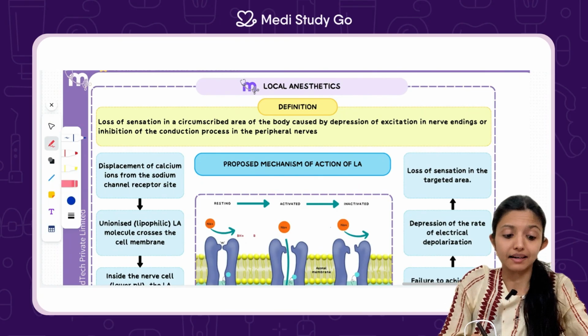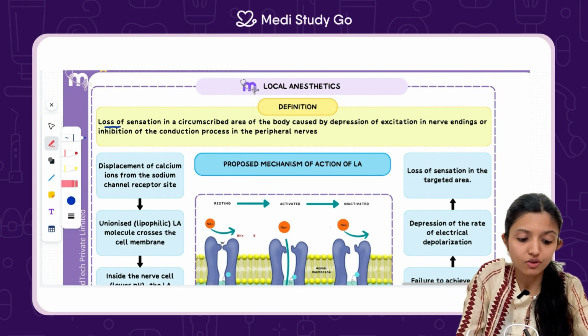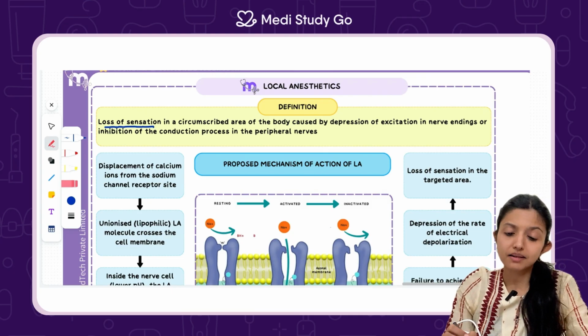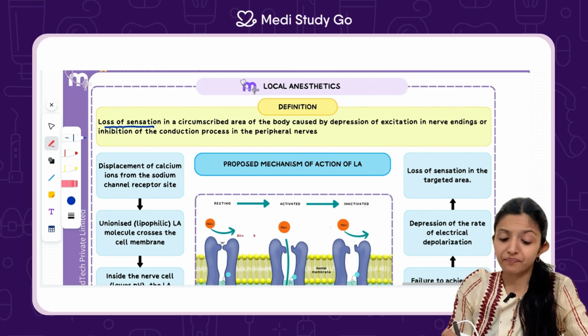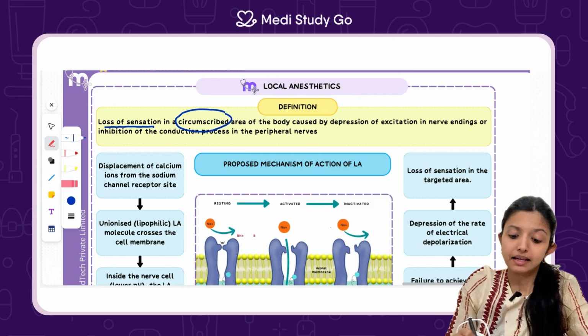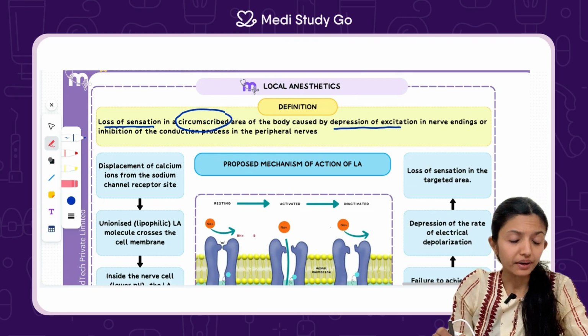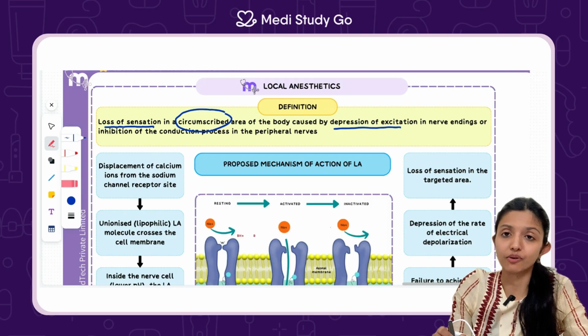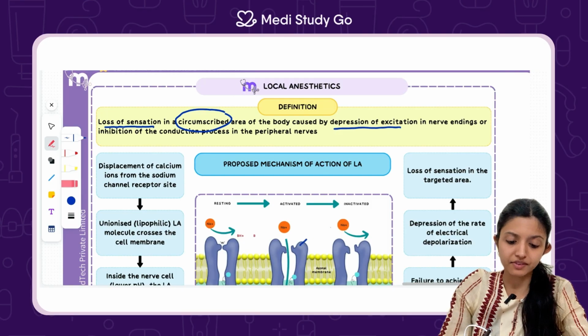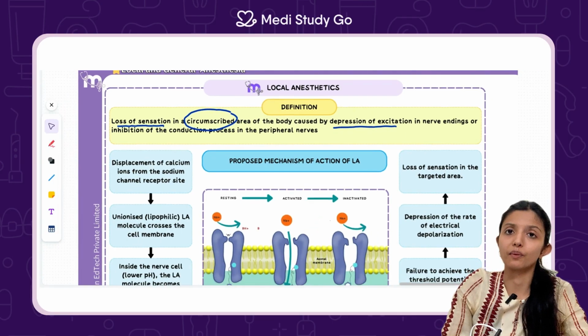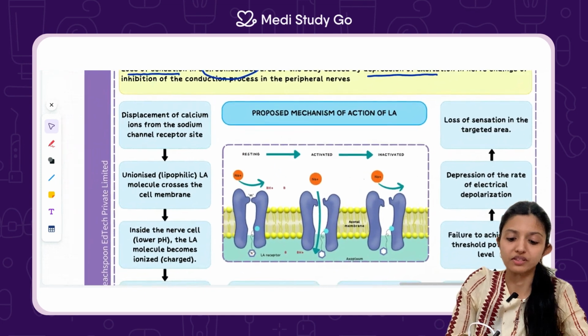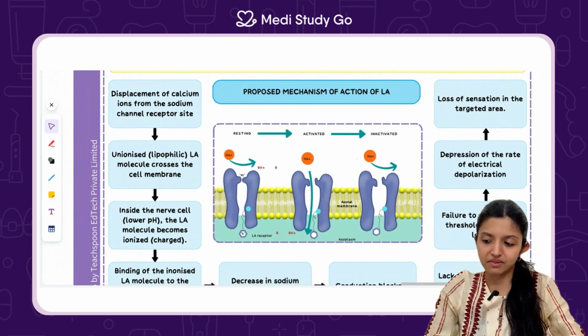Local anesthesia is defined as a loss of sensation in a circumscribed area of the body caused by depression of excitation in nerve endings or inhibition in the conduction process of the peripheral nerves. You need to learn this definition by heart, word by word, as it is a very important 2-mark question which comes in your exams.